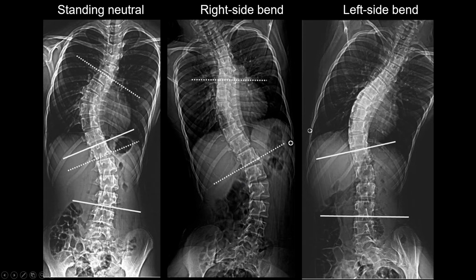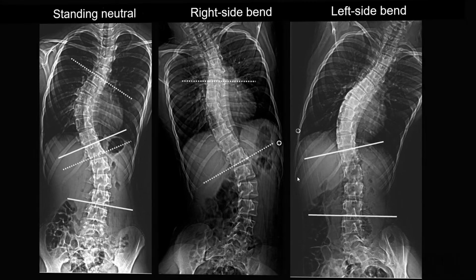Now, if we look at the lumbar spine, we have a curvature down here, but when they bend to the left, this almost straightens out. So this is more of a flexible deformity. And so this gives us some insight prior to going into surgery about what we're going to need to do to properly correct this.